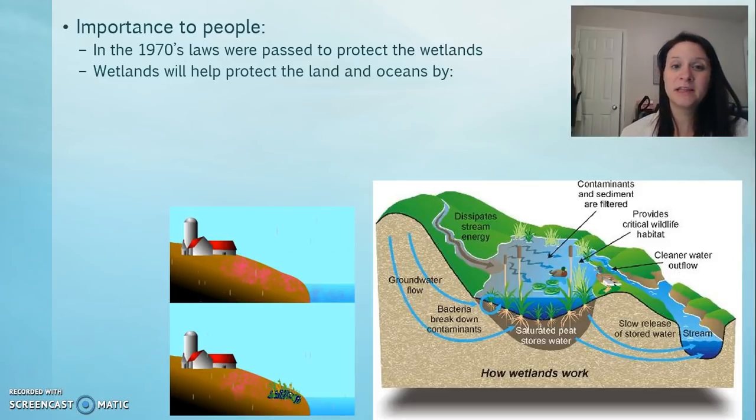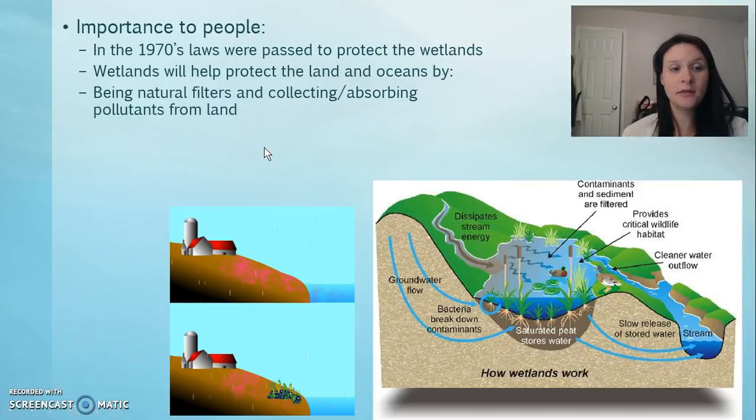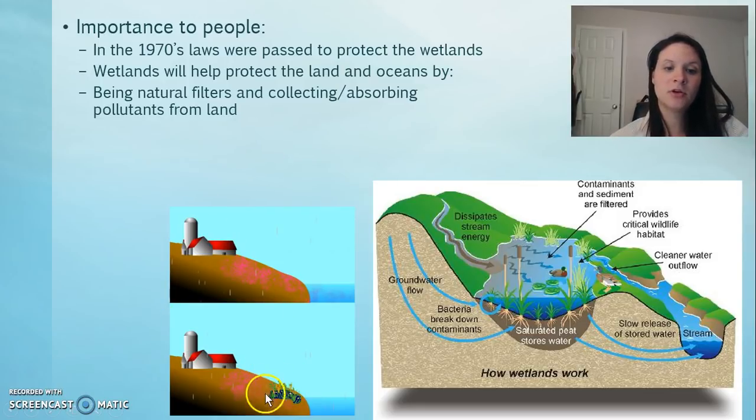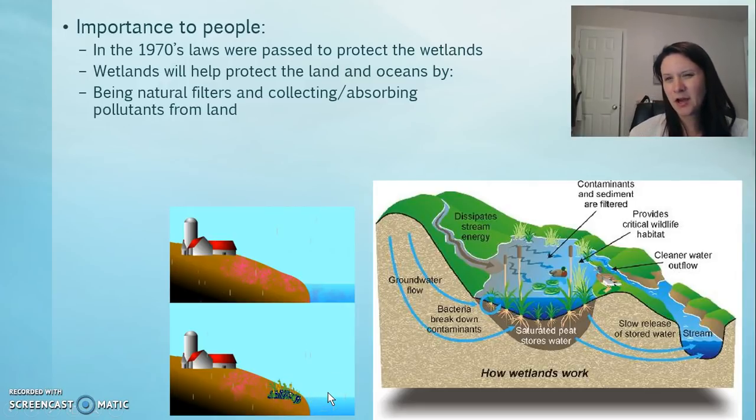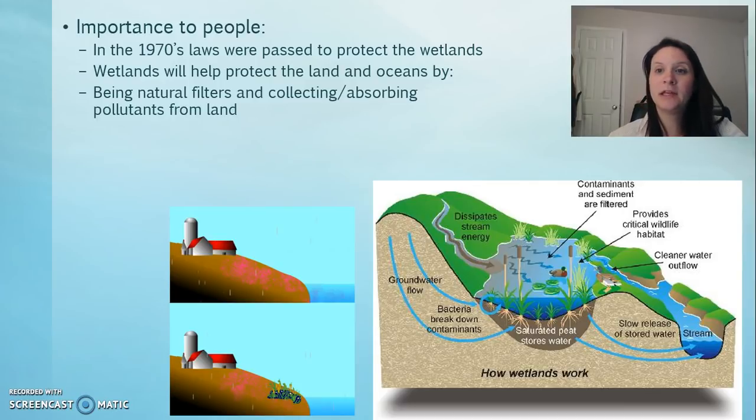Wetlands will help protect the land and the oceans by being natural filters. So the wetlands, like down here in this picture, are great at absorbing and collecting pollutants that wash off from the land. They collect them there in the root systems and in their tall grasses so that they don't enter into the ocean. And although we don't like to talk about getting pollutants in the wetlands, it's a lot easier to clean up a wetland than it is to clean up the ocean. So that is definitely a nice kind of barrier that it creates for us and our oceans.